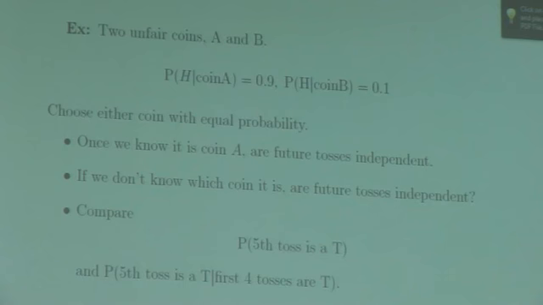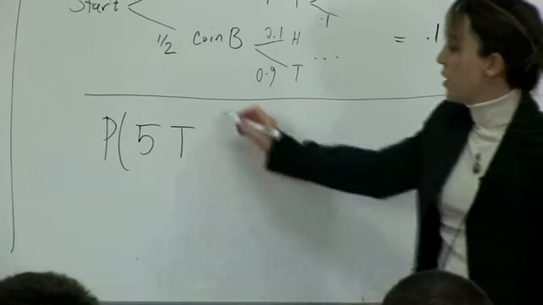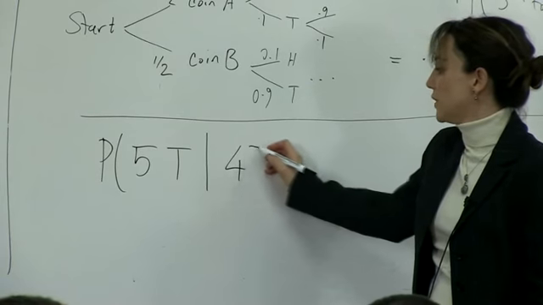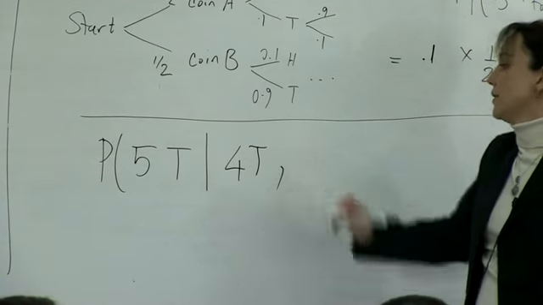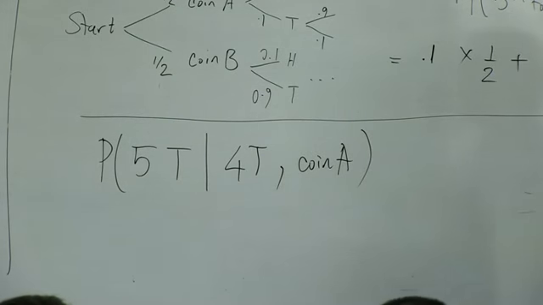Right? So let's write this again. The probability of getting 5 tails in a row, given that I got 4 tails in a row and I have coin A, is what?